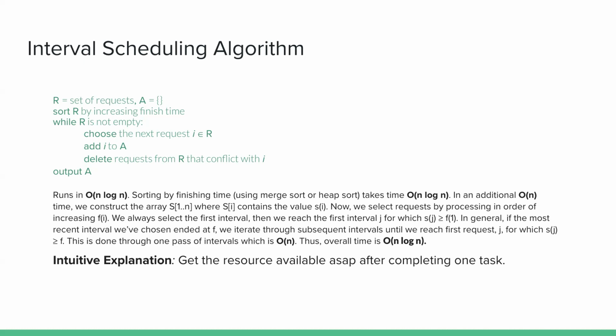This is the interval scheduling algorithm: we sort all the requests by their earliest finish time. We pick the one with the earliest finish time, delete every other request that conflicts with that one, and then continue on. Okay? Does anyone have questions about this greedy algorithm?